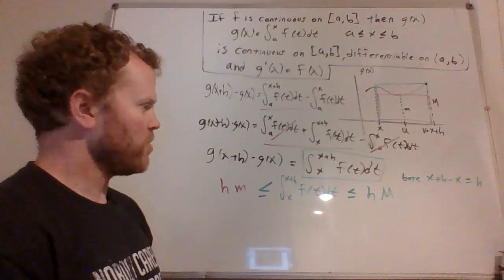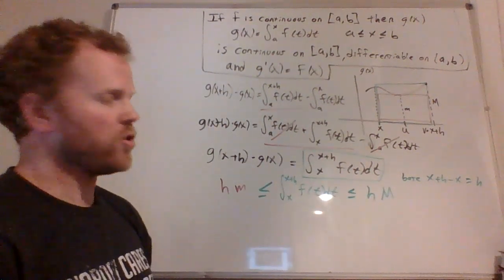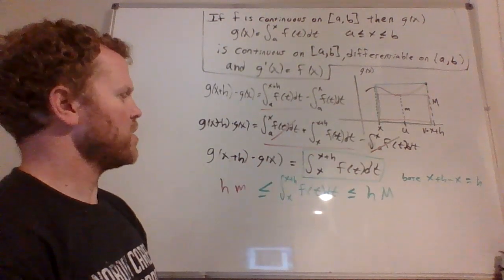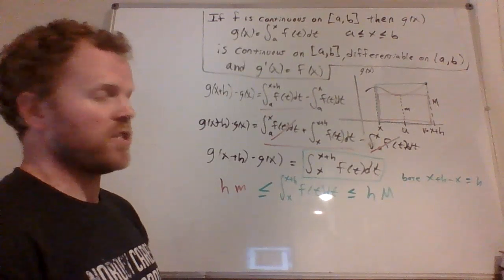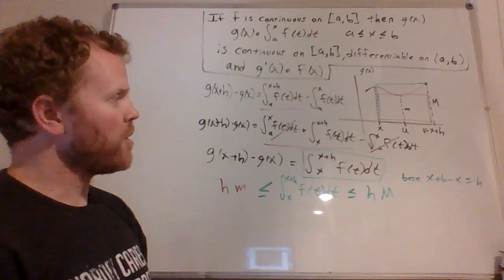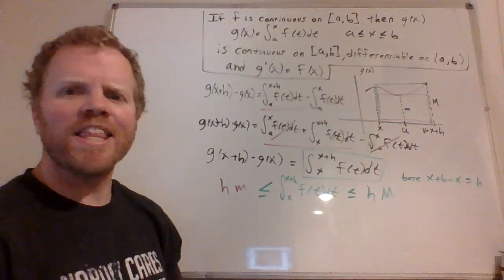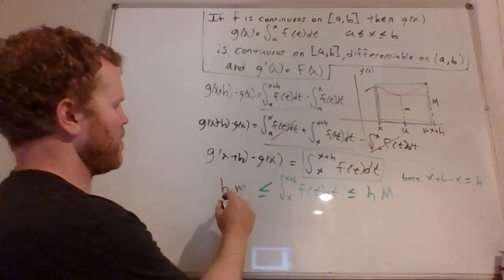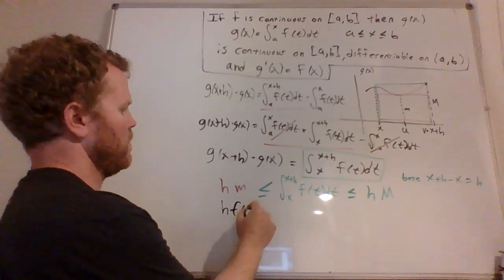What we're interested in is what happens when h gets closer and closer to 0. If I shrink this window, or better yet, as h gets closer and closer to 0, that's what we're talking about. So what I want to do is call u the thing that makes the minimum. So instead of calling this little m, I want to call this h times f of u.